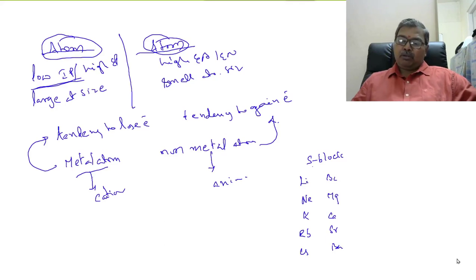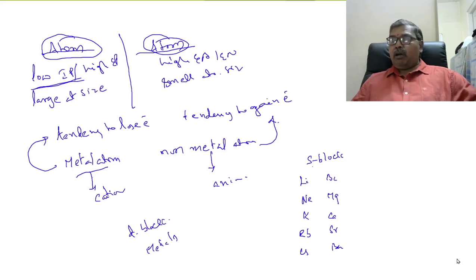In D block also metals are there. See, what is the important difference between D block metals and S block metals? S block metals are highly reactive. D block metals are less reactive. S block metals have low ionization potential and high electropositivity, whereas D block elements have high ionization potentials and less electropositivity. So S block elements have more tendency to lose electrons.